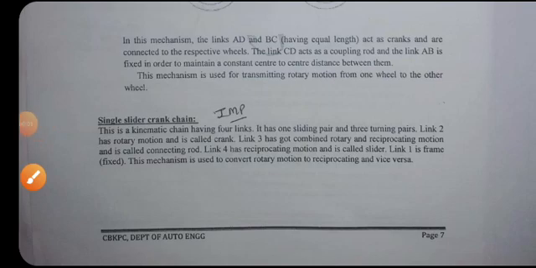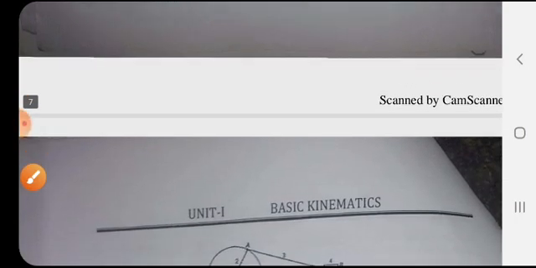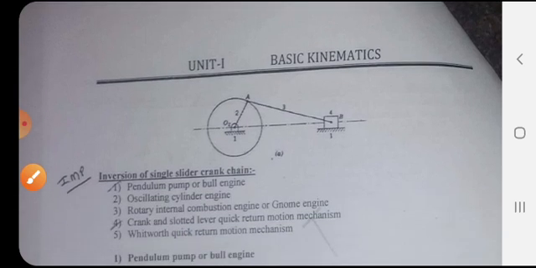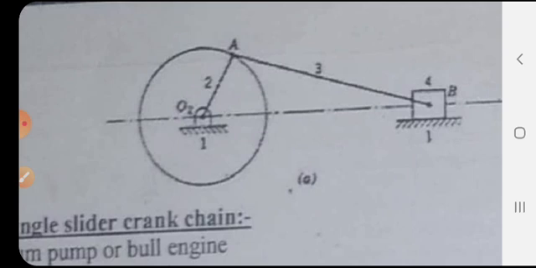Students, in the previous video we already discussed what the inversions of a 4-bar chain are. So let us discuss the single slider crank chain. Please observe the diagram. This is the single slider crank chain.